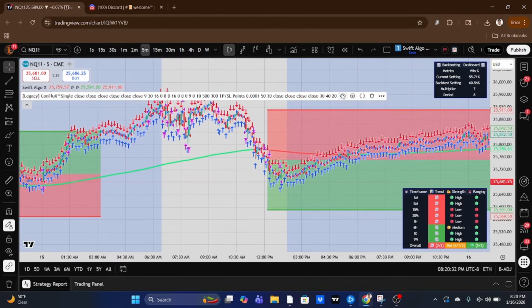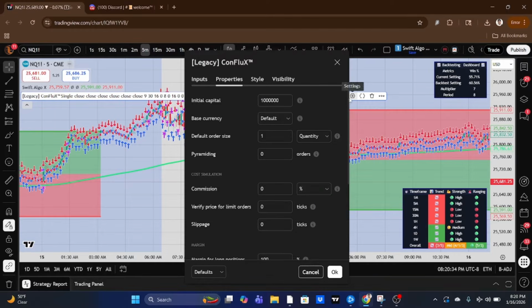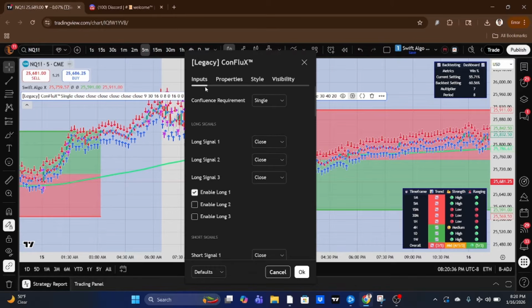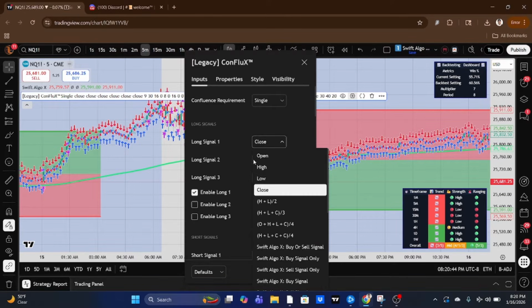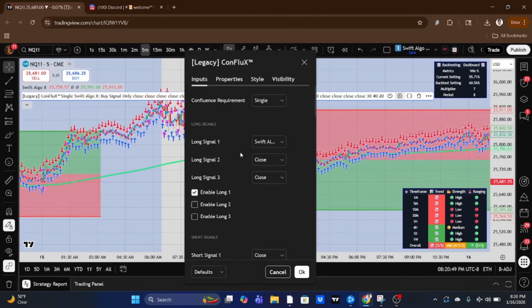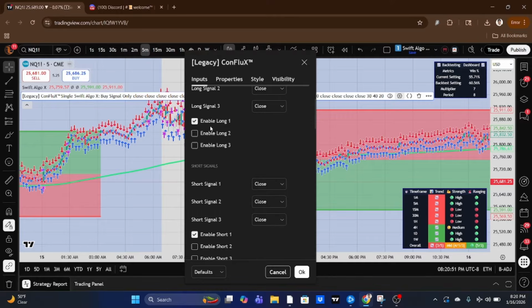So we're going to go to your settings and then to inputs, confluence requirement. We're going to keep this as single. And then long signal 1, we're going to change this to buy signal only. Okay. Make sure enable long 1 is checked.